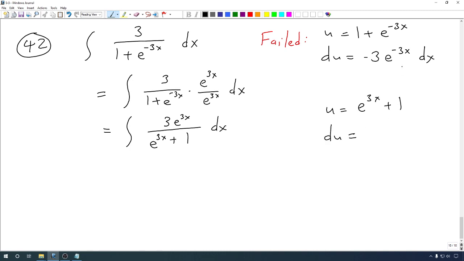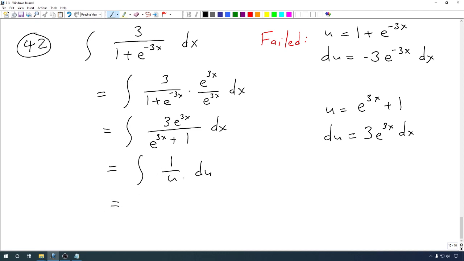When we differentiate this thing, sort of like how we did here, we end up with a du is equal to 3e to the 3x dx. And this time we do have the derivative. We have a 3e to the 3x on the top. We actually don't even have to deal with any constants. We have exactly the 3 that we needed. So our integral just becomes a 1 over u du. Because the bottom here was the u. The top, along with the dx, is just our du.